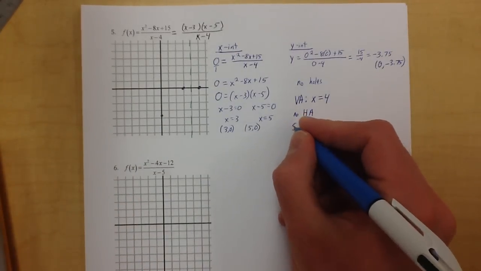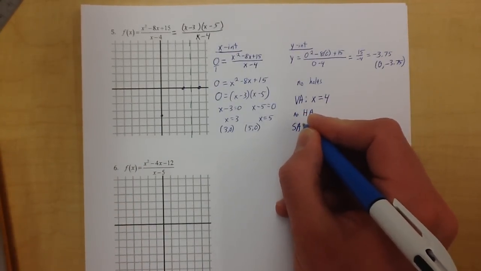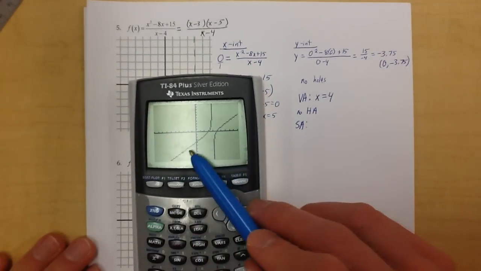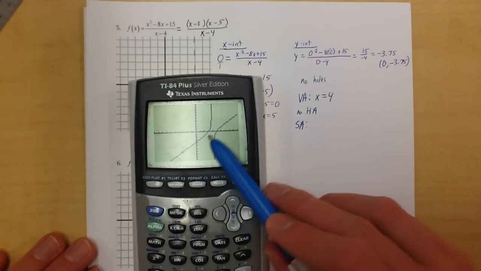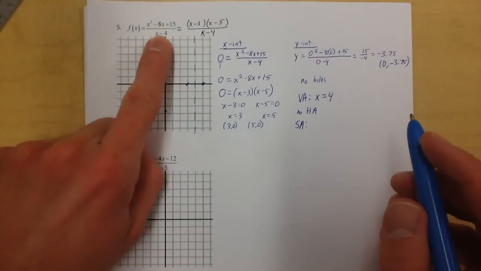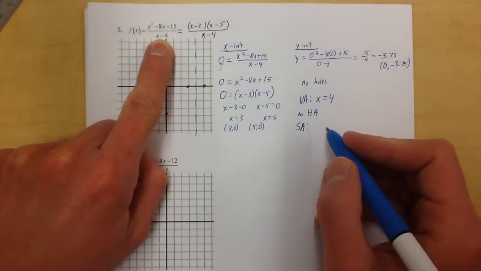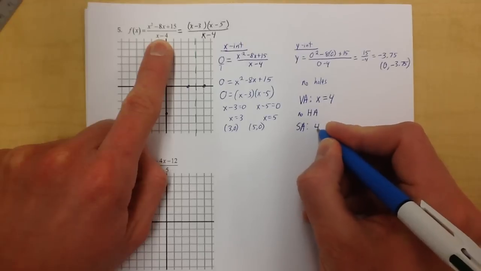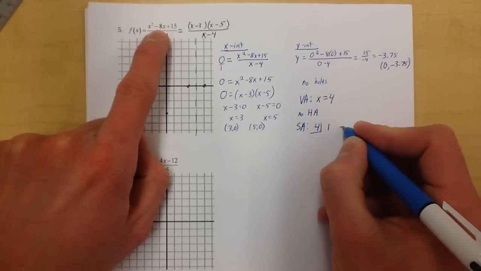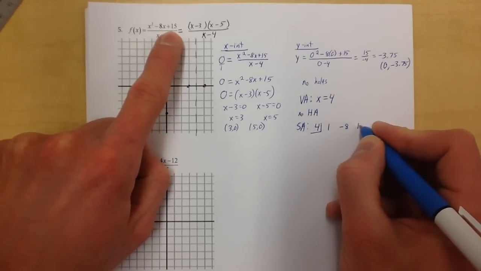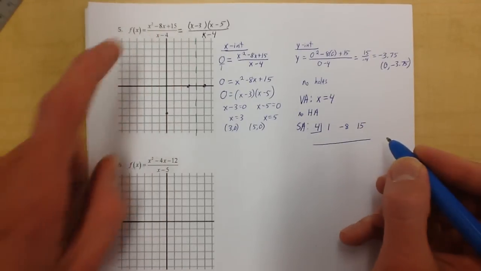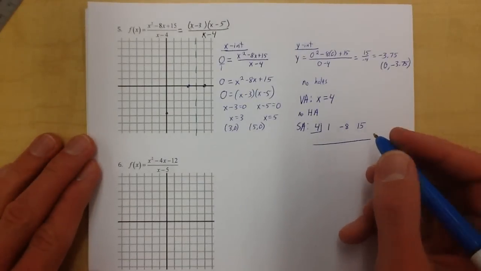Okay, slant asymptote, here's the crazy one. I need to know exactly how this thing is leveling off, and here's how I'm going to find it. Watch closely. You've got this. Look at where I'm pointing and look at what I'm writing. 4. 1, -8, 15. Look familiar? I tell you, there's a lot of stuff embedded in these problems.